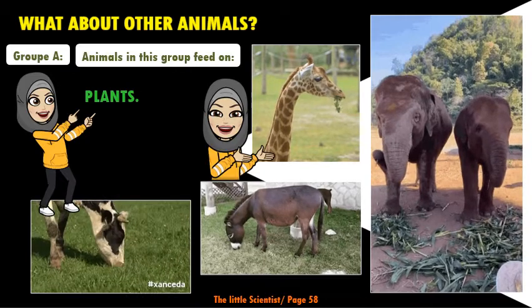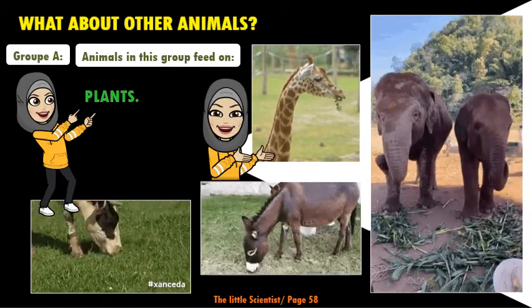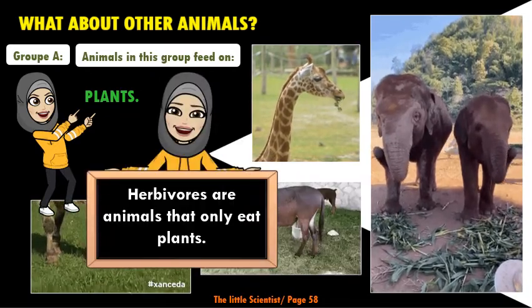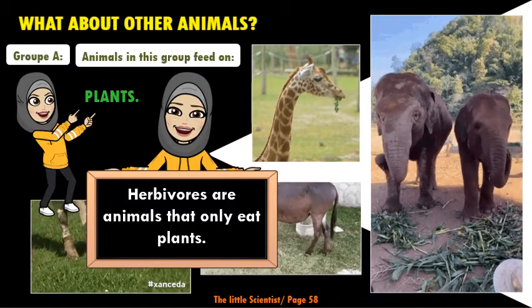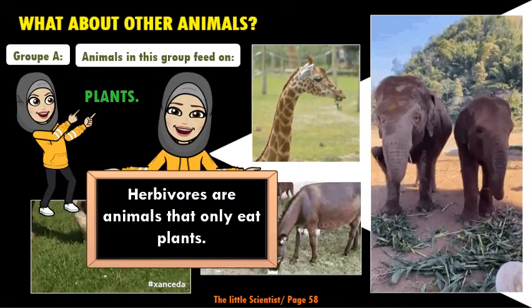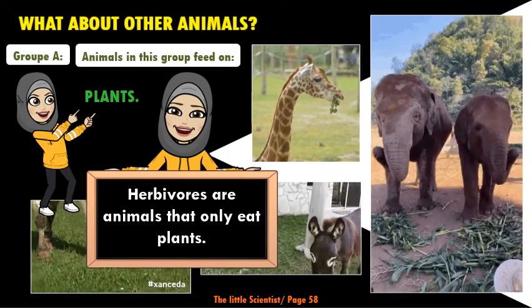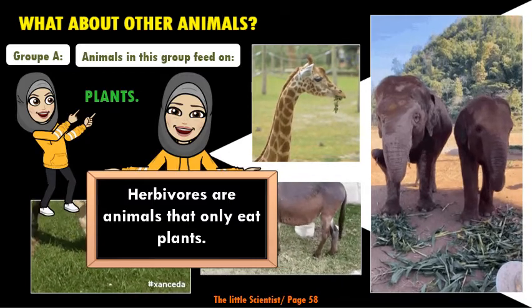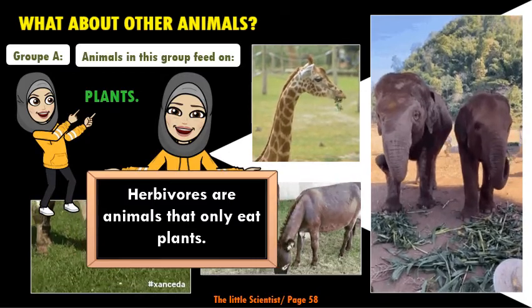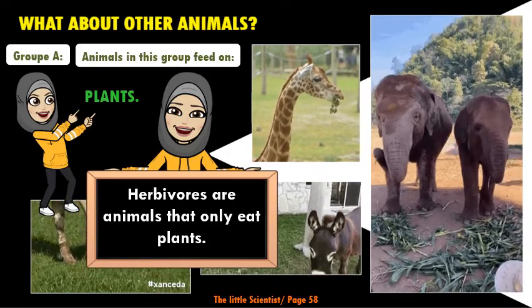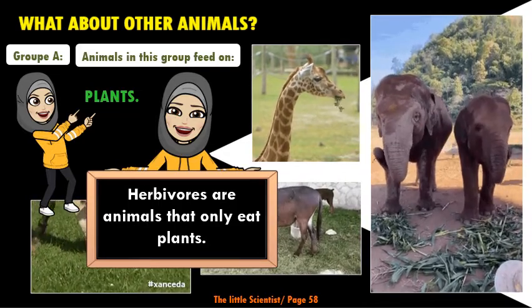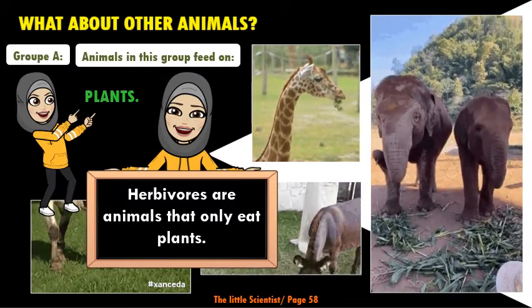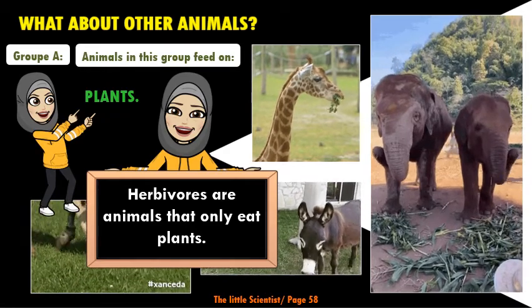So, what do we call animals that eat plants only? The first type of consumers are herbivores. Herbivorous animals are animals that eat plants only. Herbivores are animals that consume plants only. So, cows are herbivorous animals. Donkeys are herbivorous animals. Elephants are herbivorous animals. Giraffes are herbivorous animals. And I know that you know other examples of herbivores.